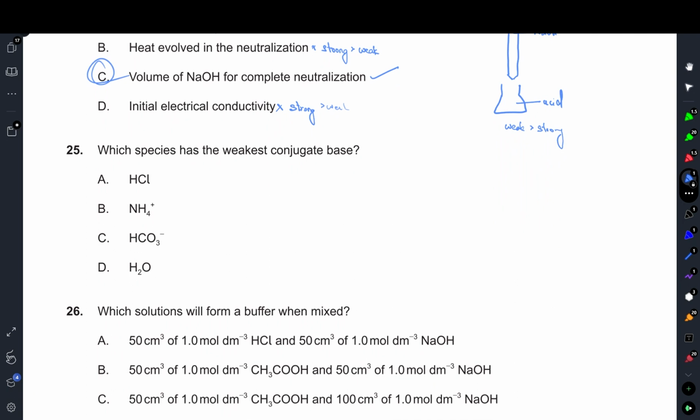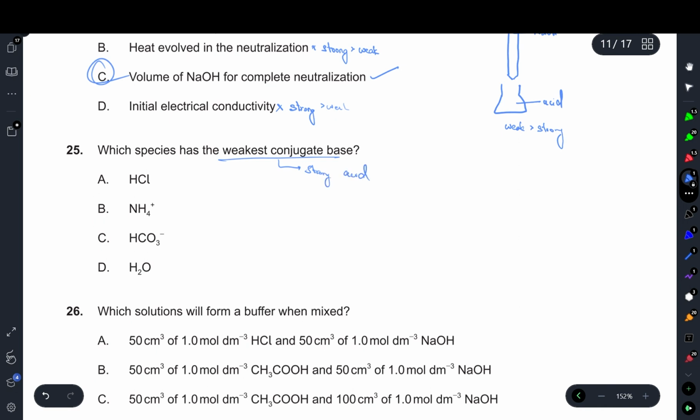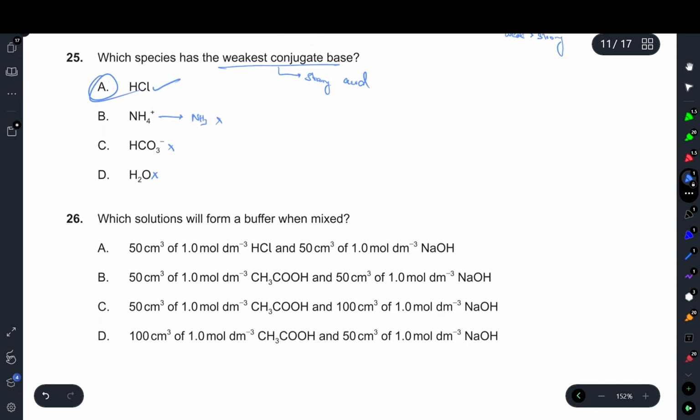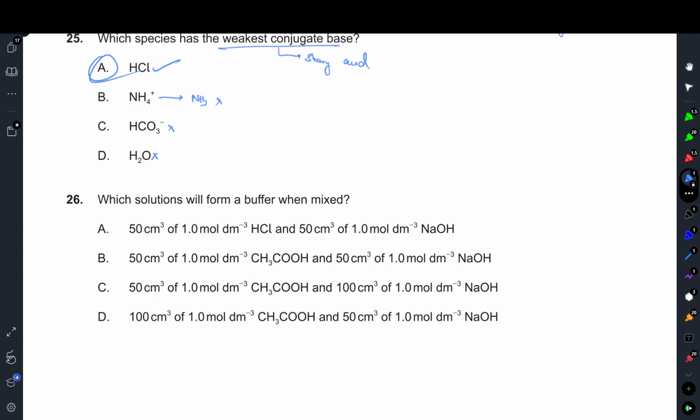Question number 25. Which species has the weakest conjugate base? And when you have a weak conjugate base, you have a strong acid. So let's just go ahead and look at this. This is a neutral substance, so that's out. H2CO3 minus is a base actually, so it has a conjugate acid. So that's even worse. Nope. This is an acid, but it's a very weak one, and you form NH3, which is a strong base. So this is also out. HCl, as you all know, is a strong acid and gives you the weakest conjugate base, Cl minus.